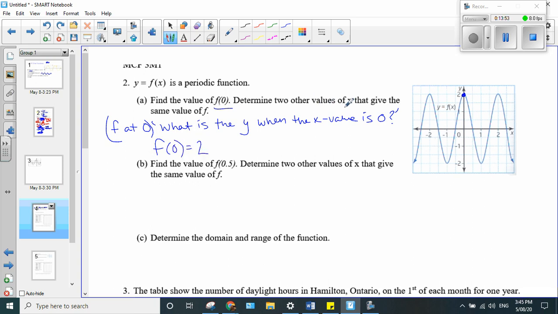Determine two other values of x that give the same value of f. So we want f at something equal to 2, and another one where f at something is equal to 2. So what we have to do is find other y values equal to 2. Well, we have this one, so we can say f at -2 is equal to 2. And we have this one, which is f at 2 is equal to 2.